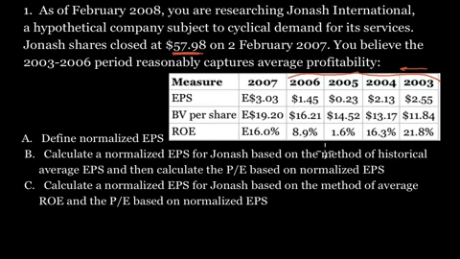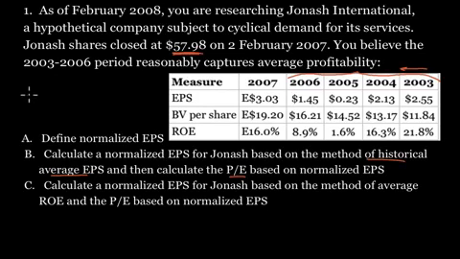Well, normalized DPS is mid-cycle EPS. And this is saying that it reasonably captures average profitability. So we're saying that this appears to be a cycle. So mid-cycle EPS would be, well, we just find the average of these four. That's normalized DPS. B, calculate a normalized DPS for Jonash based on the method of historical average EPS, and then calculate the PE based on normalized DPS.